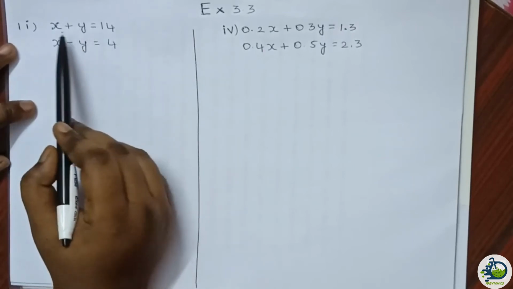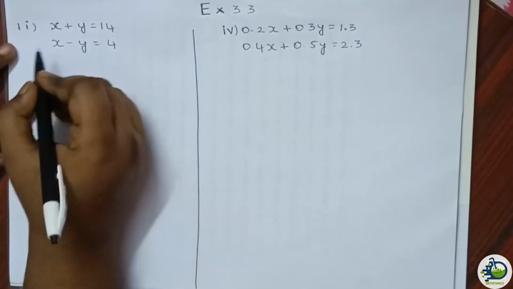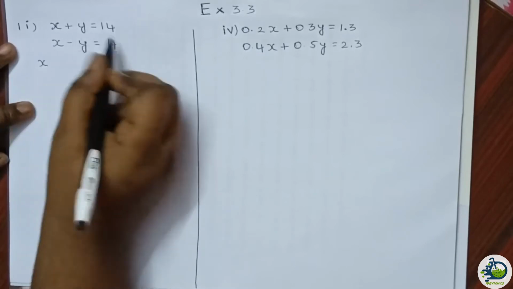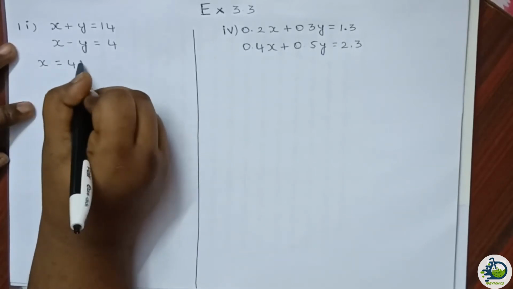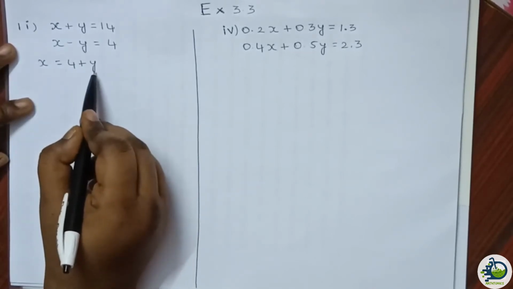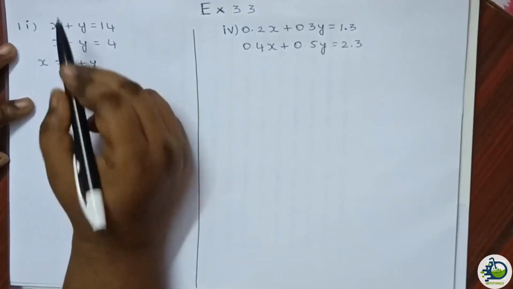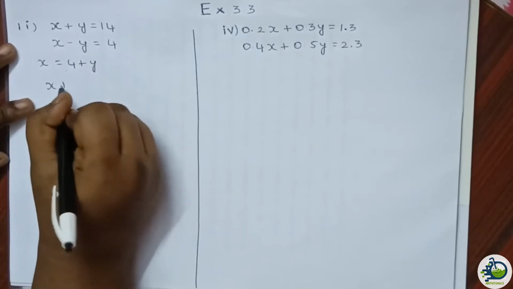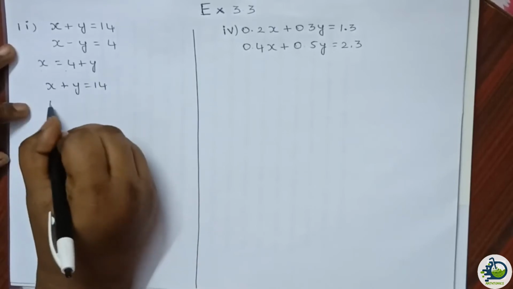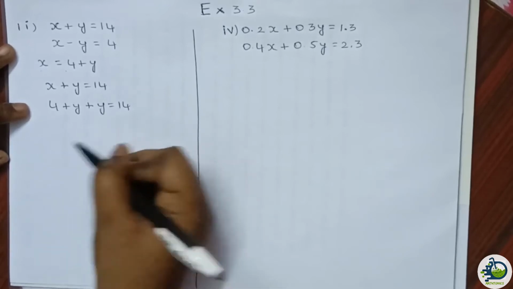Here I am given two equations, x plus y is equal to 14 and x minus y is equal to 4. Here what I am going to do is, I am going to take this second equation and bring this y to that side. So x will be equal to 4 plus y. Now I am going to substitute this 4 plus y in the first equation instead of x. So in the first equation I have x plus y is equal to 14. Instead of x I am going to substitute 4 plus y, equal to 14. So y plus y is 2y.